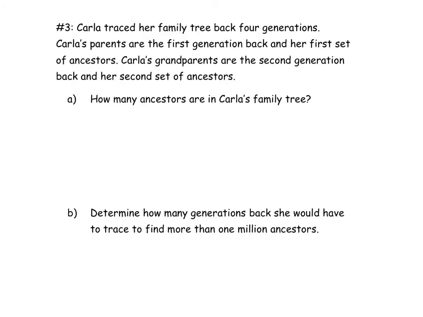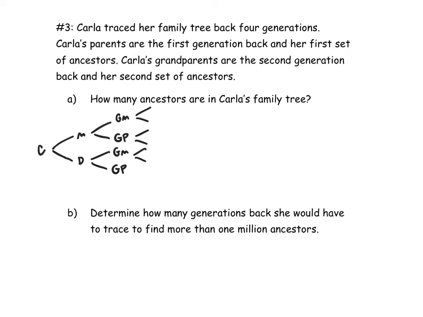All right, let's look at one more example. Carla traced back her family tree for 4 generations. Carla's parents are the first generation back, her first set of ancestors. Her grandparents are the second generation back and second set of ancestors. How many ancestors are in Carla's family tree? So here's Carla, her parents, mom, dad, her grandparents, grandma from mom, grandpa from mom, grandma from dad, grandpa from dad, and then she goes back from there, right?